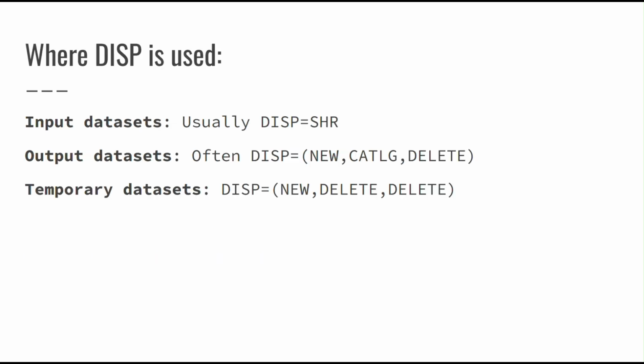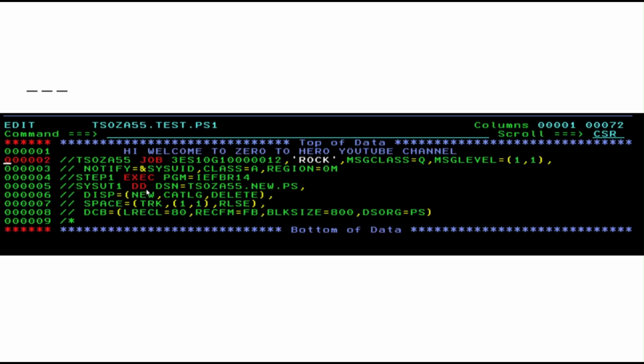Okay, now let's see where this disposition is used. For input dataset, we mainly use disposition equals SHR. For output dataset, we often use disposition equals NEW, CATLG, DELETE. For temporary dataset, we use disposition as NEW, DELETE, DELETE. Based on the requirements only, this all will change. Till now we have covered what is DD and DSN, and disposition, which is DISP.